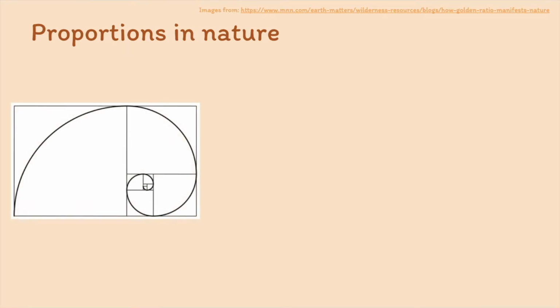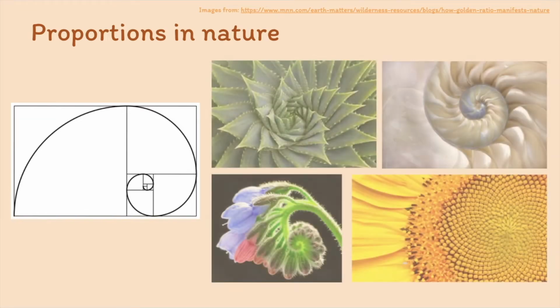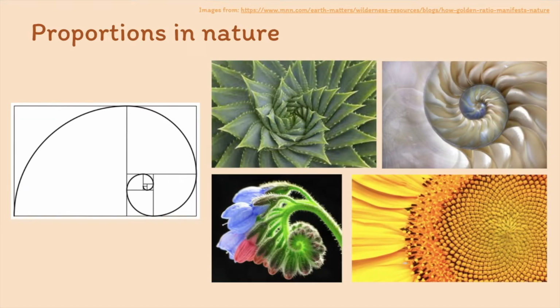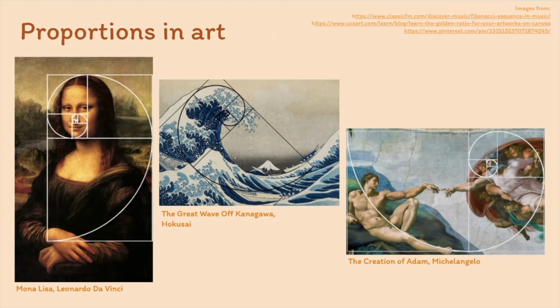The golden ratio is referred to as the divine proportion used commonly by artists and architects since ancient Greece. The proportion is found in the growth patterns of nature, such as shells and plants. The golden ratio can also be used to achieve beauty, balance, and harmony in art and design. As you can see, it is present in the works of some of the greatest artists of the world, such as Leonardo da Vinci, Hokusai, and Michelangelo.